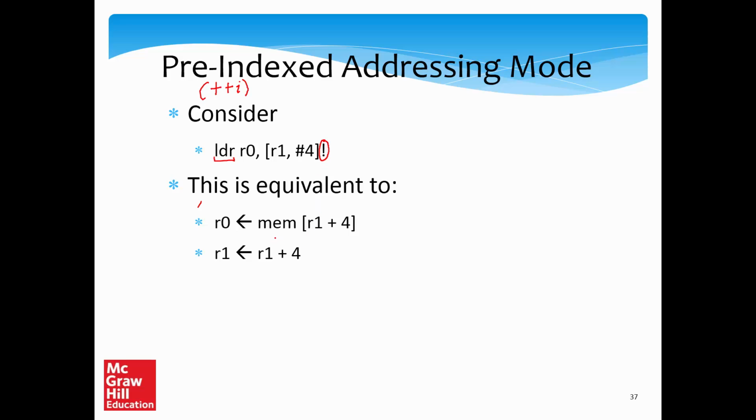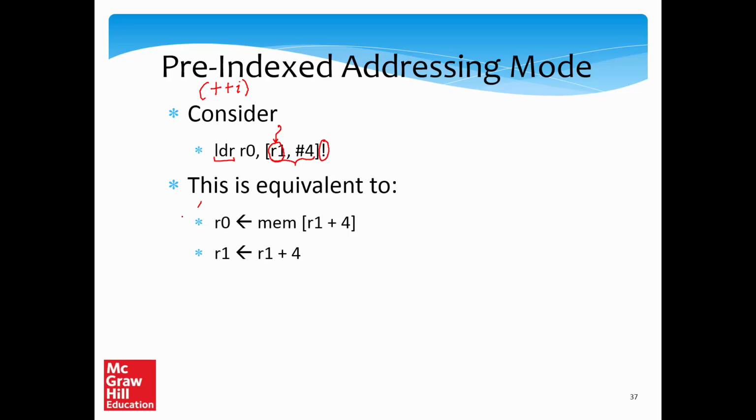This is equivalent to the fact that we access the memory at R1 plus 4. We first add 4 to R1, compute the address, access the memory at that location and save the result in R0. And we also increment R1 to R1 plus 4. So both of these are done. Had this been post-indexed, we would have accessed the memory only at location R1. But since it is pre-indexed, we increment R1 first and use the incremented value to access memory.